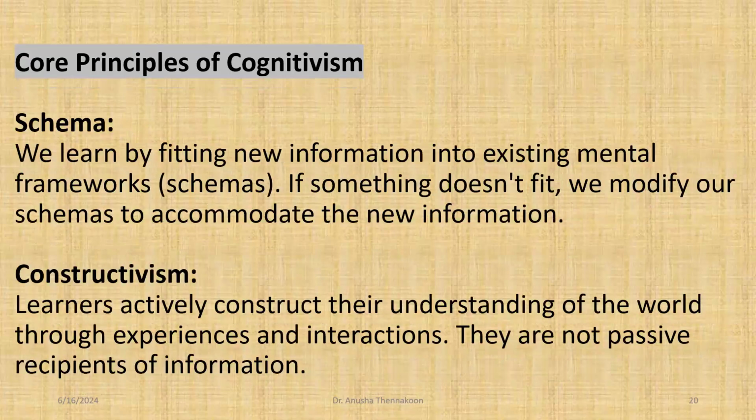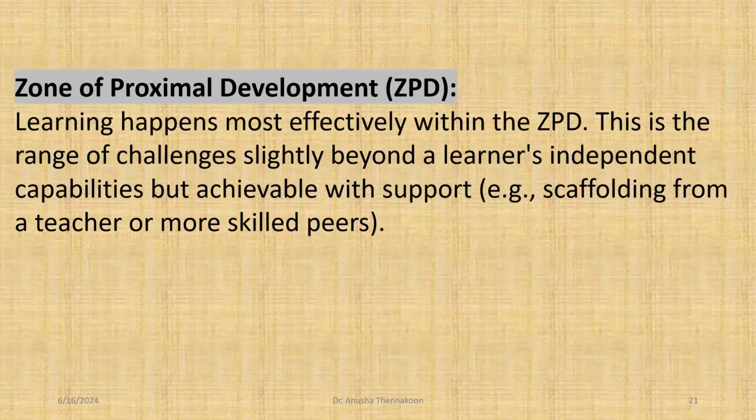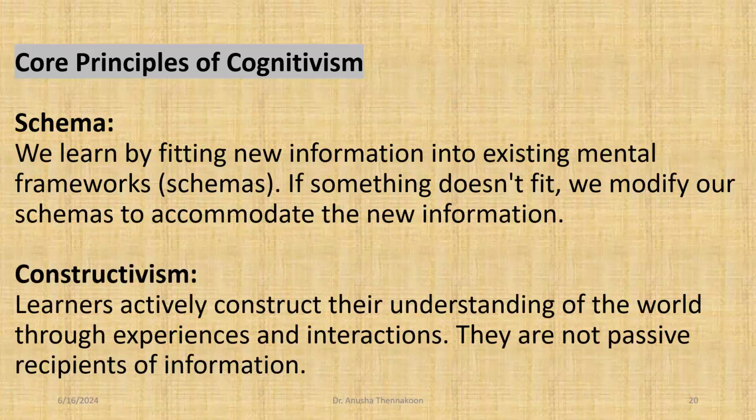Then under core principles of cognitivism, we talked about schema theory and then constructivism. The schema is about how our brain functions in language processing and language learning. Constructivism is about how students acquire a language. Learners actively construct their understanding of the world through experiences and interactions. This is what we discussed last: the zone of proximal development. That means there is a gap between what a student can do individually and what a student can do with the support of teachers and peers. Those are the things we discussed today.